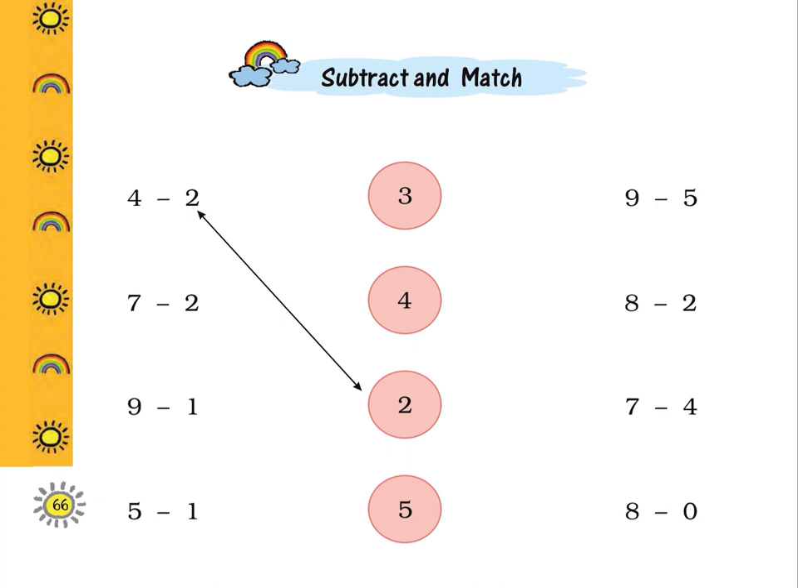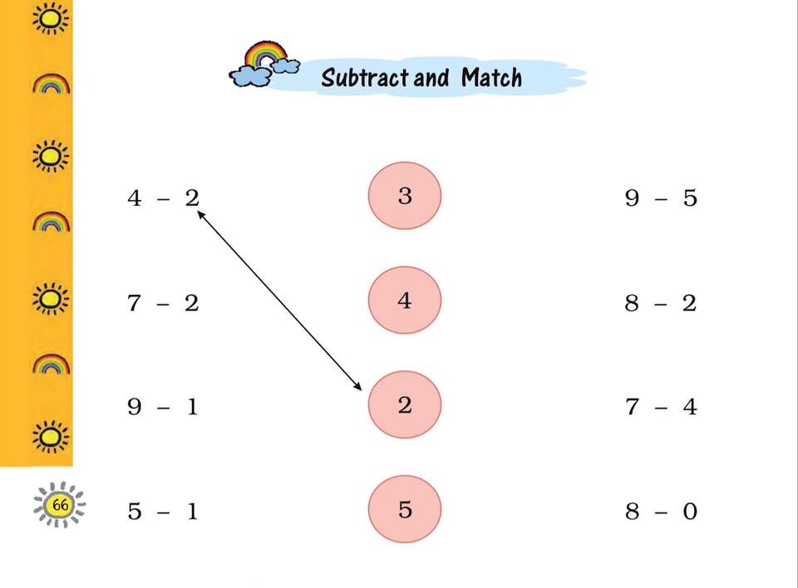First question, column 1. What is 4 minus 2? The answer to this question is 2. The answer is matched by drawing a line joining the question and the number 2 written in the circle. This is solved as an example.